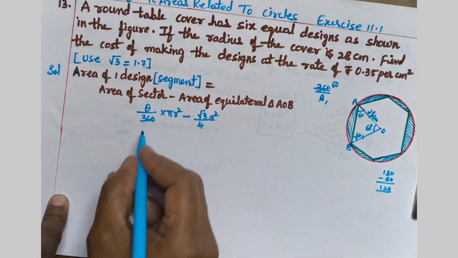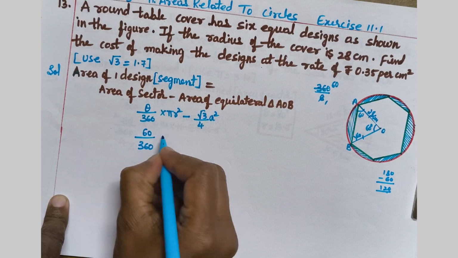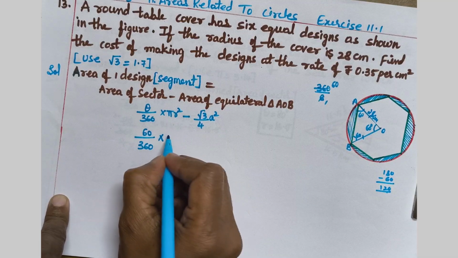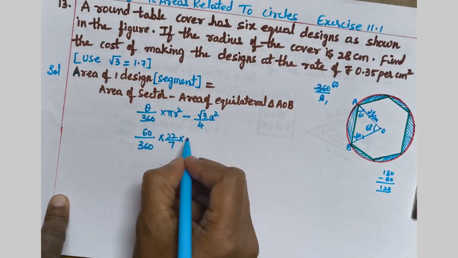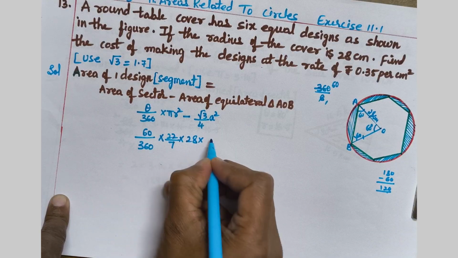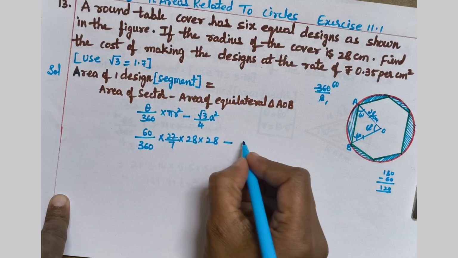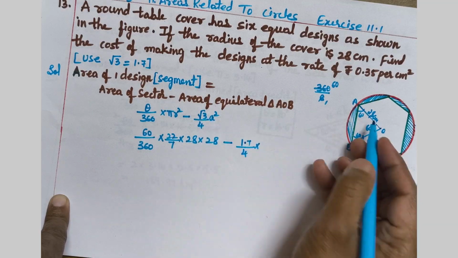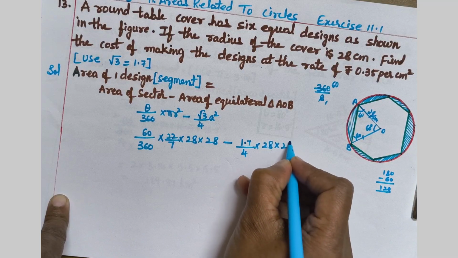Here theta is 60 degrees. So 60 by 360 into pi. The value of pi is not given, so we write 22 by 7, into the radius 28, 28 into 28, minus root 3, whose value is given as 1.7, by 4. Here a is the side of the triangle, which is 28 into 28.